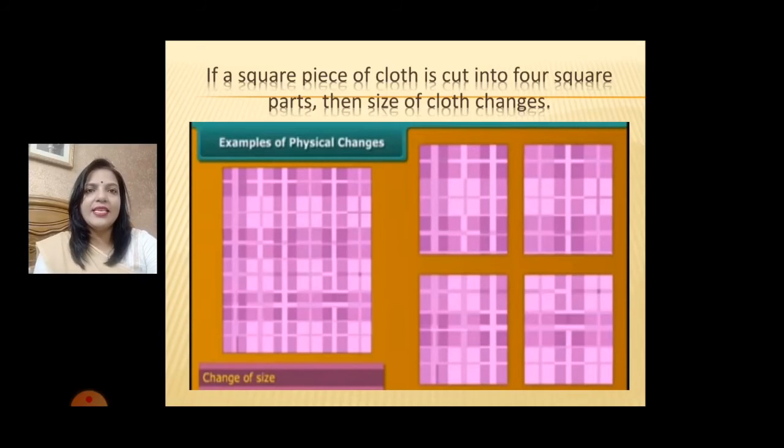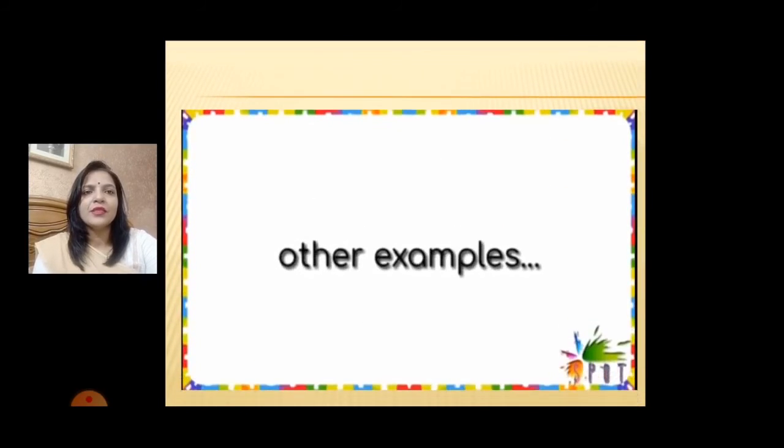Cutting of wood, that is change of size and shape. Crushing of cookies, breaking of glass. So these are all physical changes.